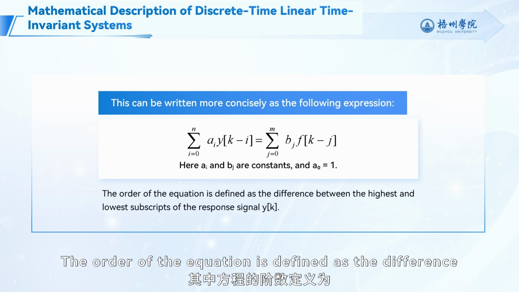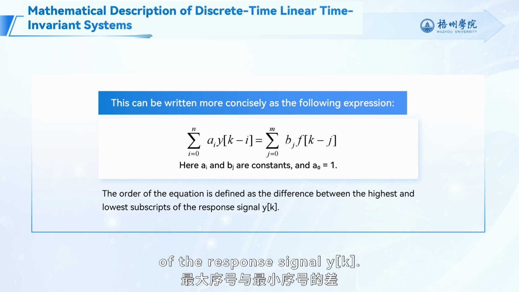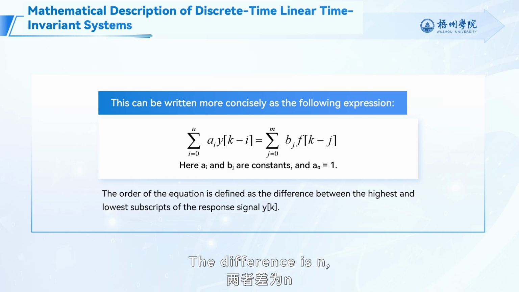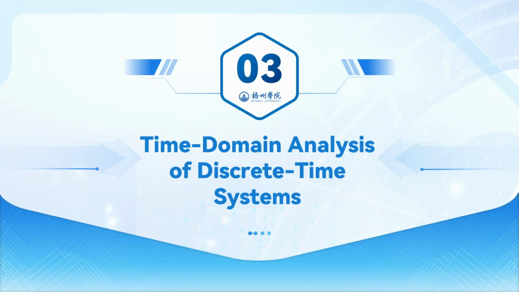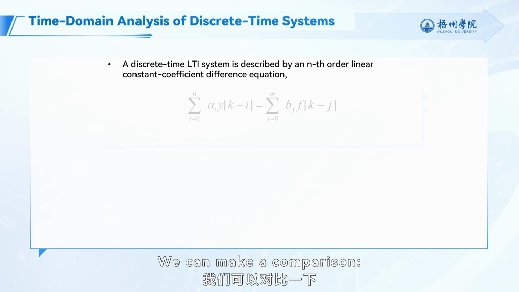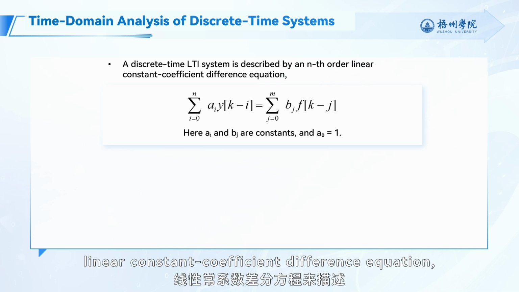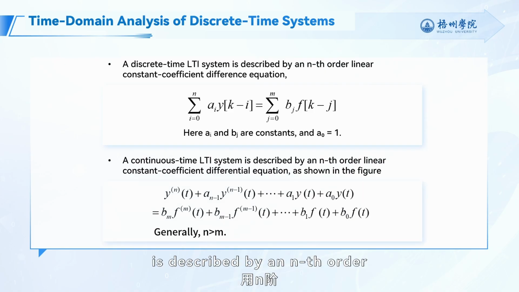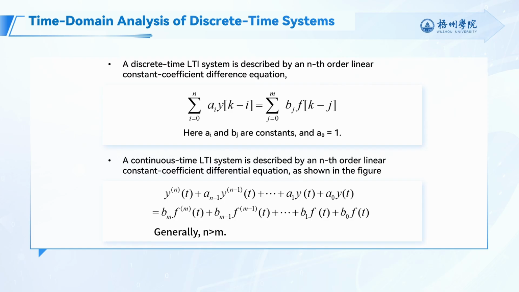The order of the equation is defined as the difference between the maximum and minimum subscripts of the response signal y of k. The maximum subscript of y of k is k and the minimum is k minus n. The difference is n, so it is an nth order difference equation. We can make a comparison. A discrete time LTI system is described by an nth order linear constant coefficient difference equation, while a continuous time LTI system is described by an nth order linear constant coefficient differential equation, as shown in the figure.